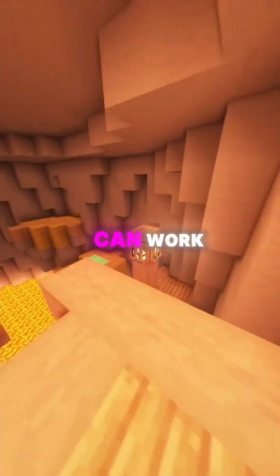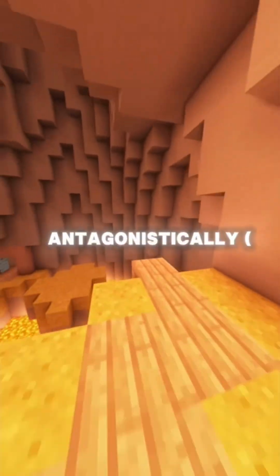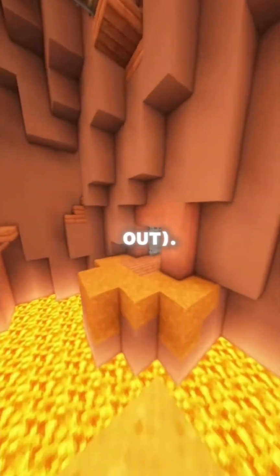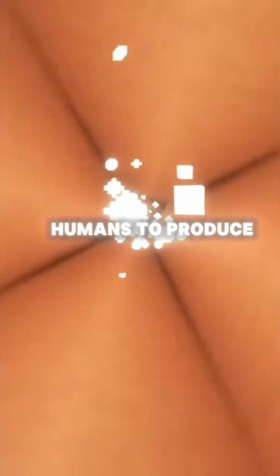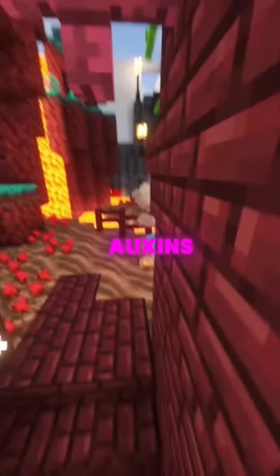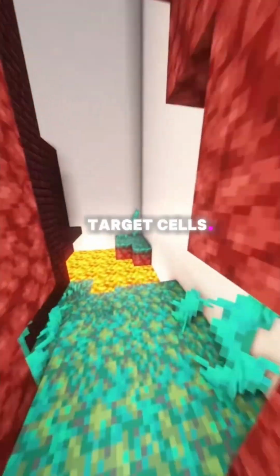Plant hormones can work in synergy with other hormones, amplify each other's effects, or antagonistically cancel each other out. Hormones can be commercially important and can be used by humans to produce ornaments or food. Auxins. Auxins are a group of plant hormones that cause the elongation of target cells.